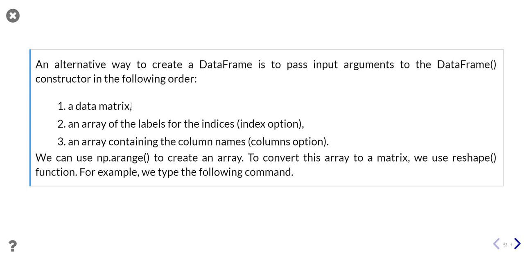So first thing is the data matrix. Earlier we saw the data was given by using the dictionary object. Now we can use the data matrix. For that we can use np.arange, not arrange, it's arange. So you can set the range to create an array. And then to convert this array to a matrix, we use the reshape function. So let's see how we can do that.